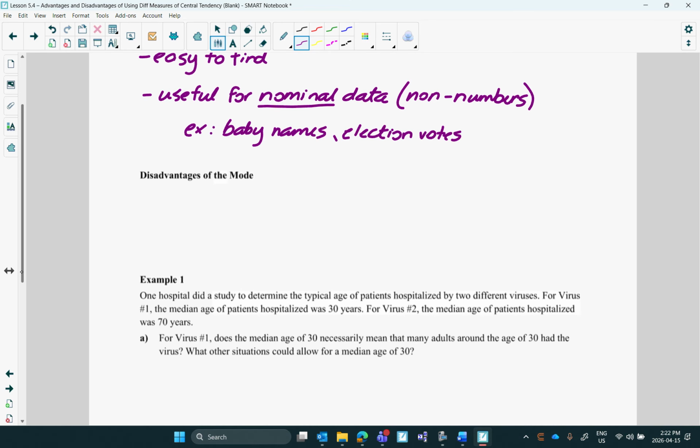And the big disadvantage of the mode is that it could be very far from the middle, or from the center of data. Which is why when it comes to numbers, if the data are represented by numbers, mode's not great. Okay?